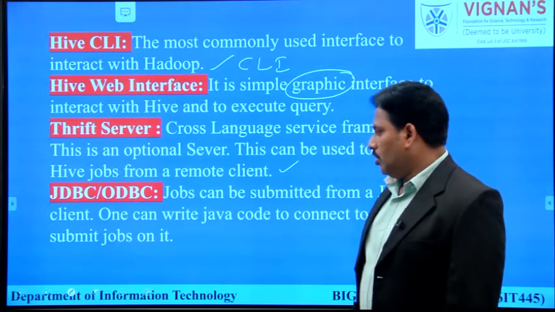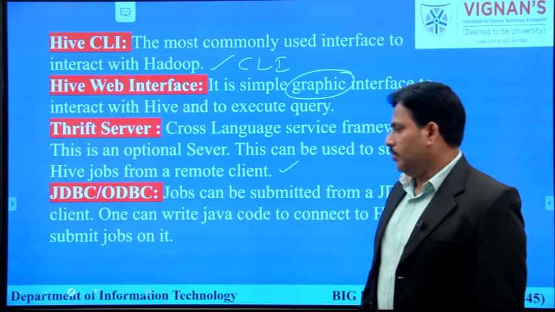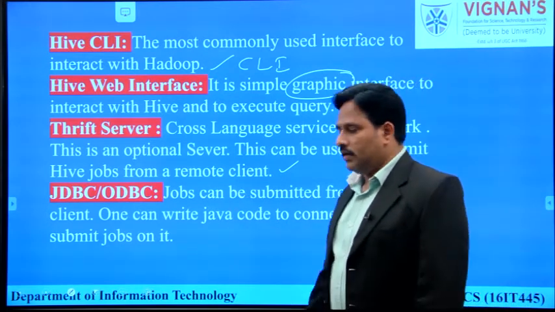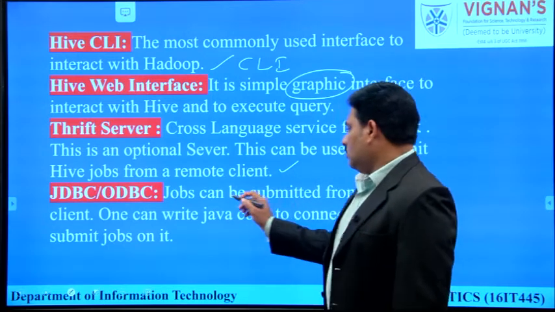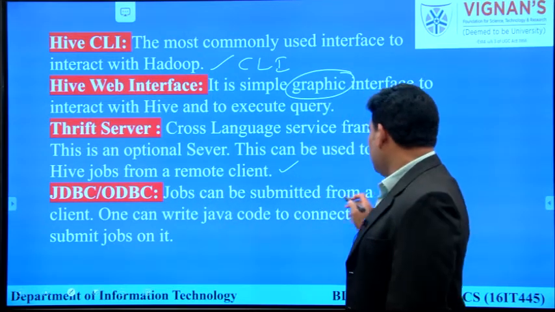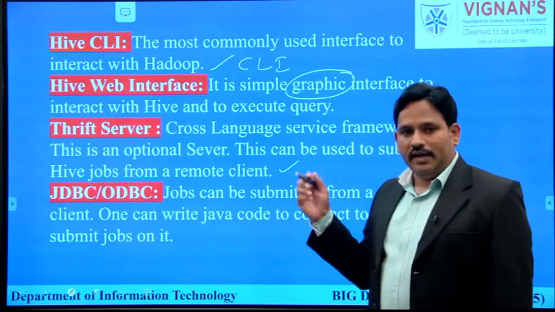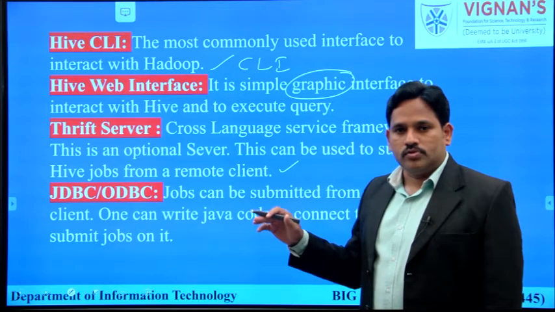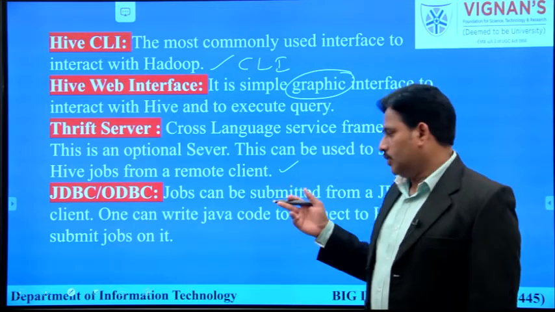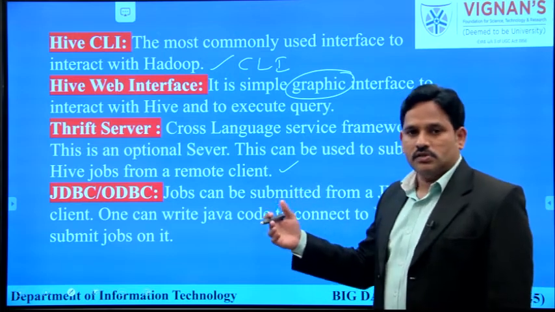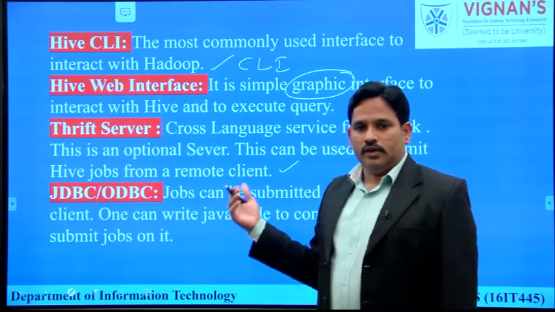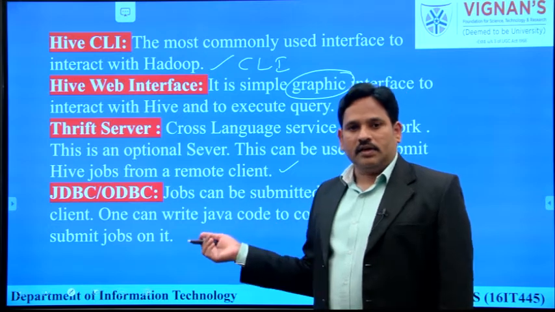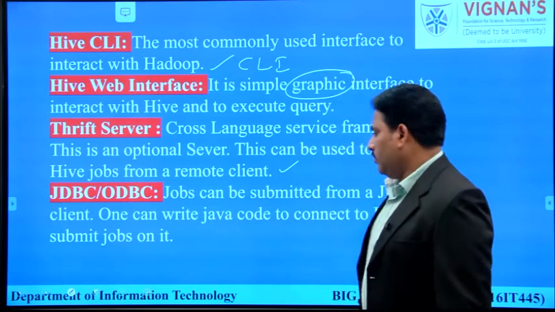And the fourth component is JDBC and ODBC. Java database connectivity and open database connectivity are the components used to submit jobs from a client location. That means whenever you want to access any client location remotely, we can use either JDBC connectivity or ODBC connectivity.